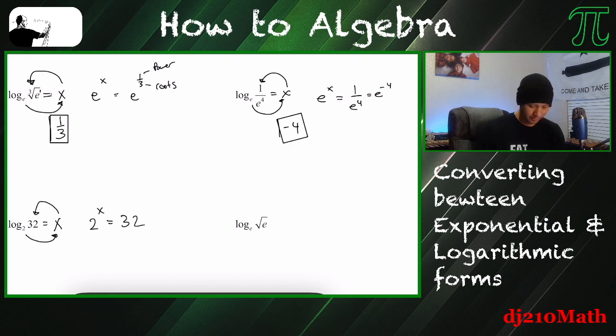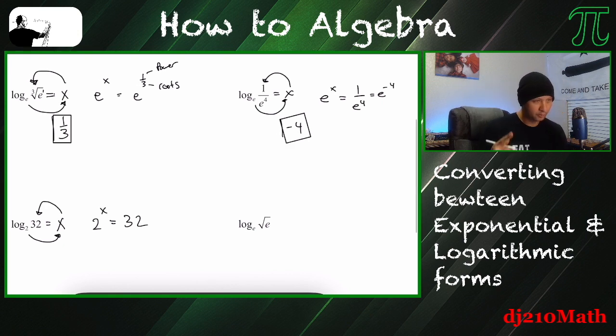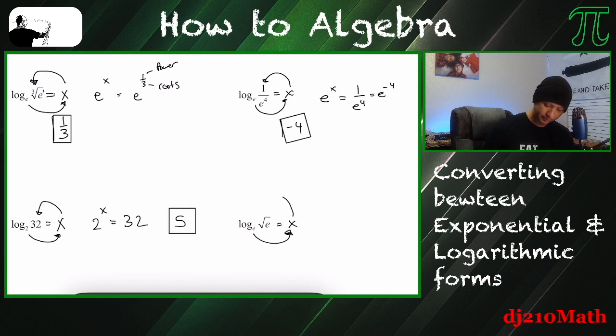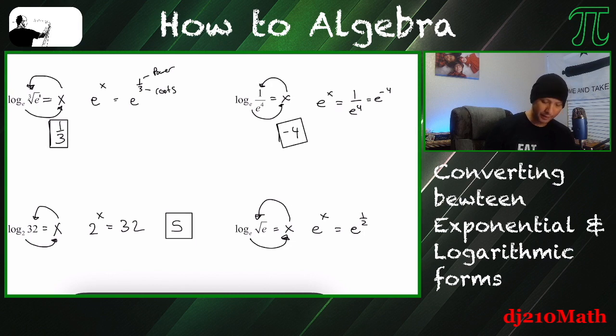So 2 to what power equals 32? 2 times 2 is 4, times 2 is 8, times 2 is 16, times 2 is 32. So 5. Next, e to the x equals e to the 1/2. Where did the 1/2 come from? It's a square root, right? So the bases match, so the exponents have to match. So the value is equal to 1/2.